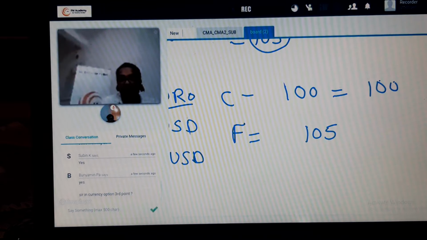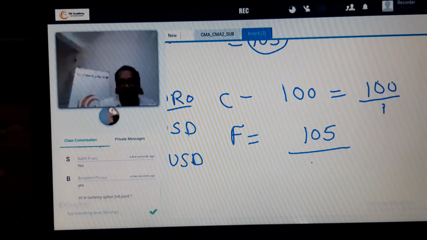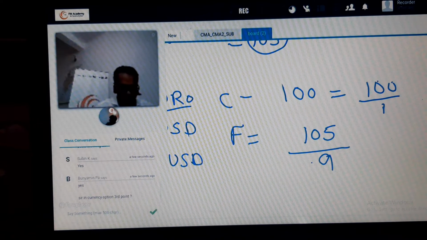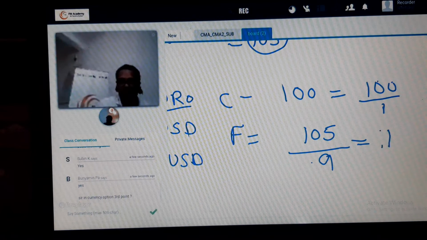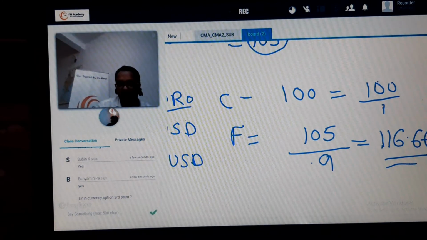Earlier what we did? 100 divided by 1. Exchange rate is 1. Now 105 divided by 0.9. So what will be your answer? 105 divided by 0.9 is, in euro you have to pay 116.66. After 1 year, instead of €100, your import cost will become 116.66. So what is the increase? From 100 it is going to 116.66. So 16.7% increase.